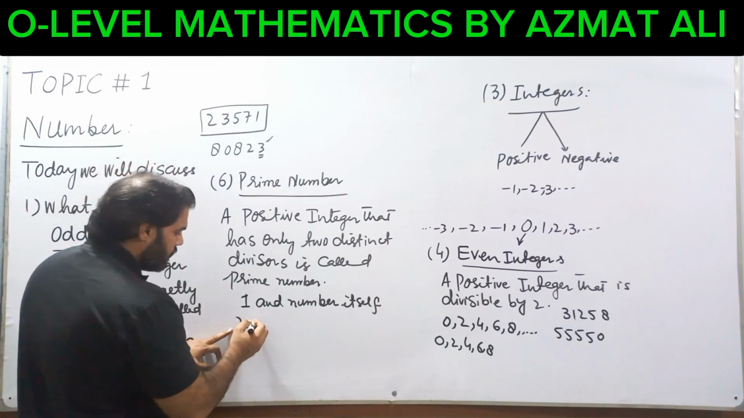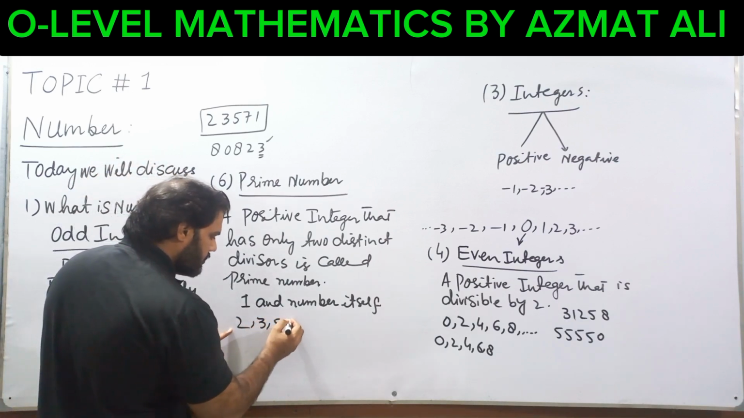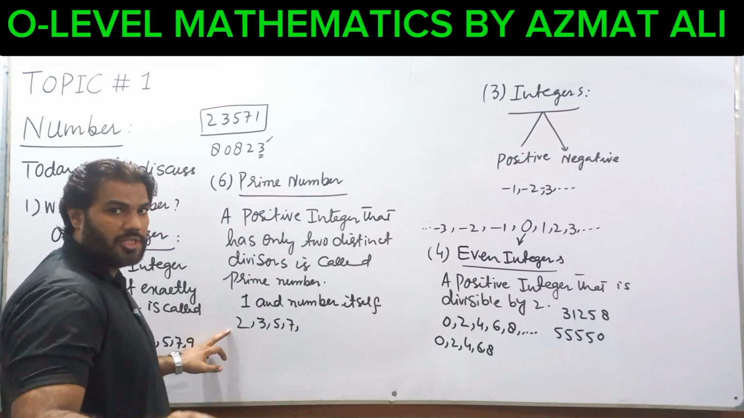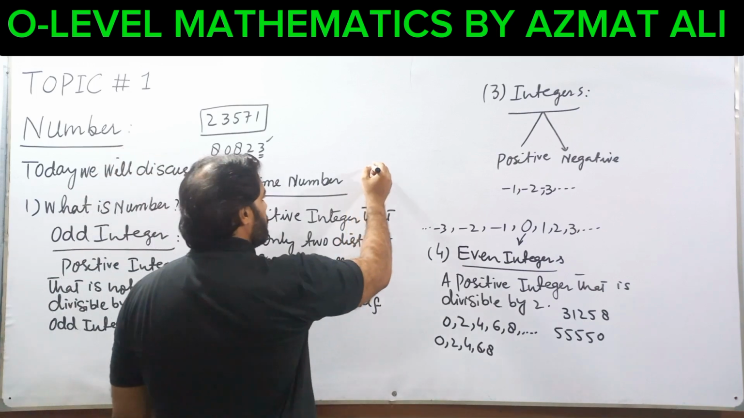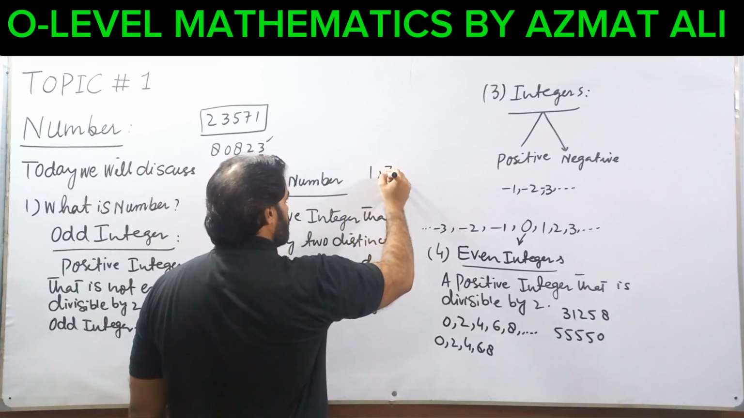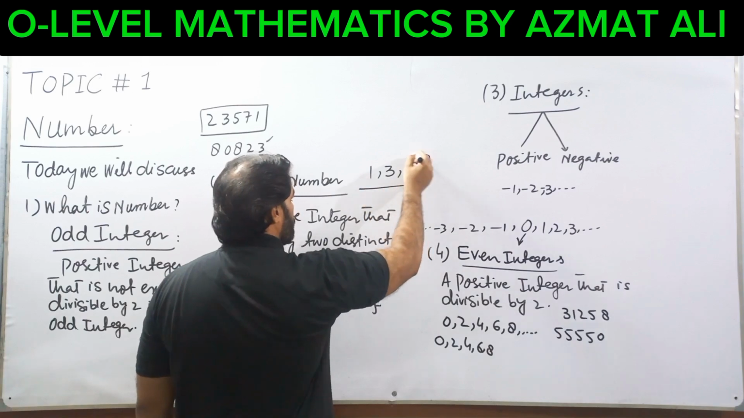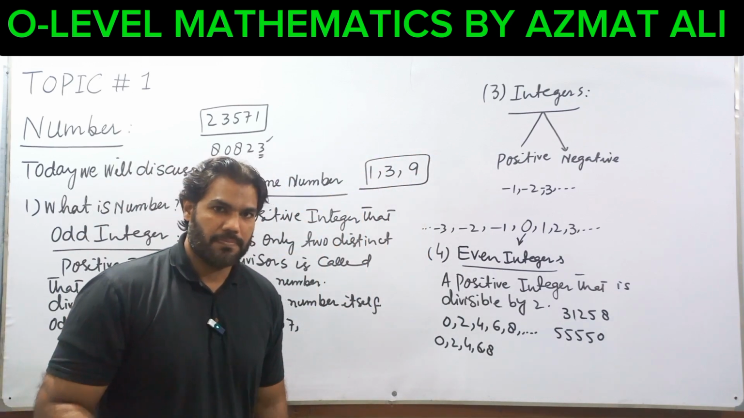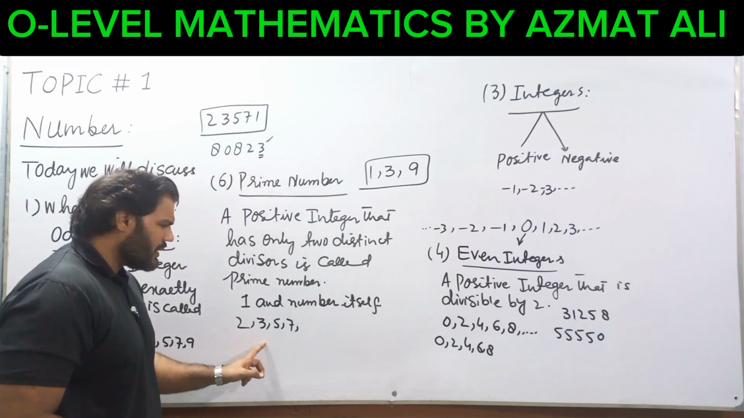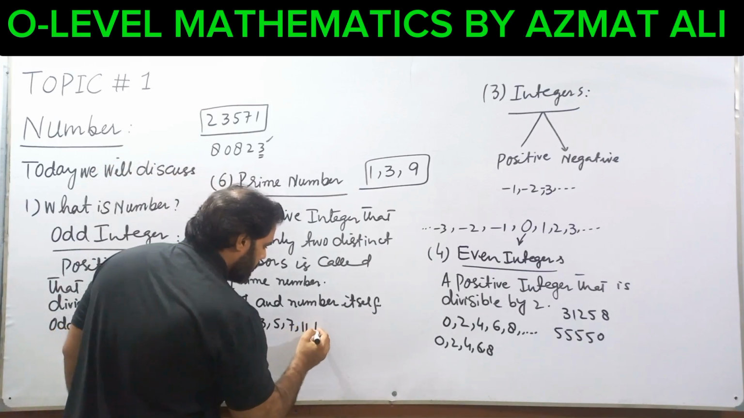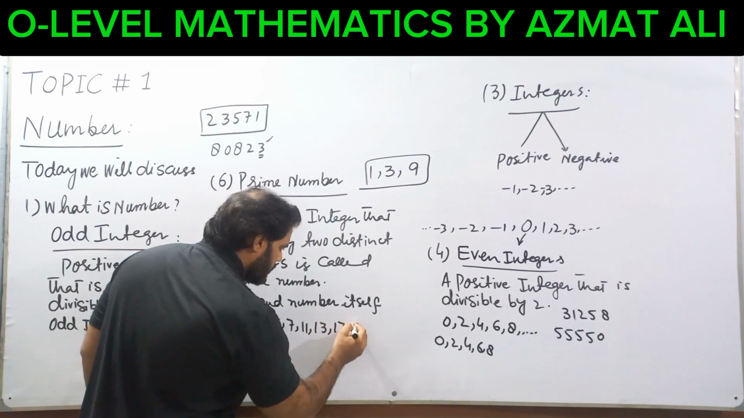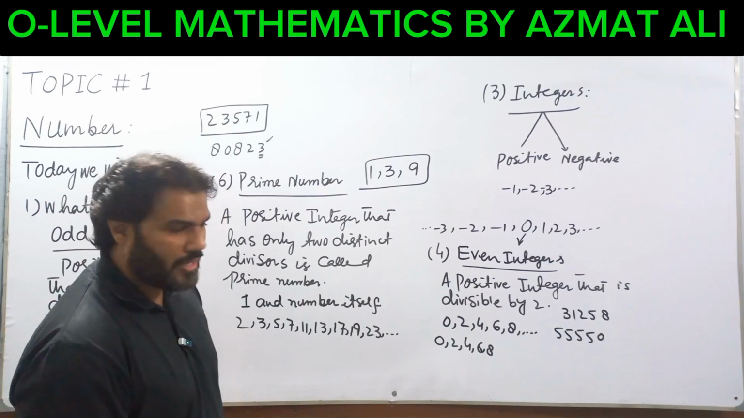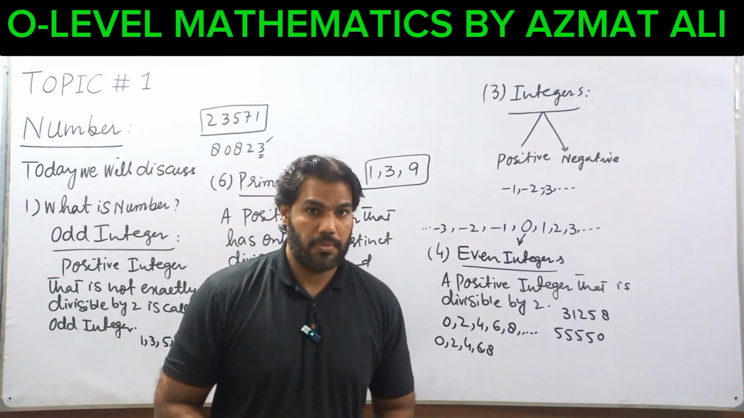The first prime number is 2, second is 3, third is 5, then 7. 9 is not a prime number because 9 has 3 distinct divisors. 9 is divisible by 1, by 3, and by 9. So 9 has 3 distinct divisors, so that's why 9 is not a prime number. So 2, 3, 5, 7, 11, 13, 17, 19, 23 and so on. These are all prime numbers.